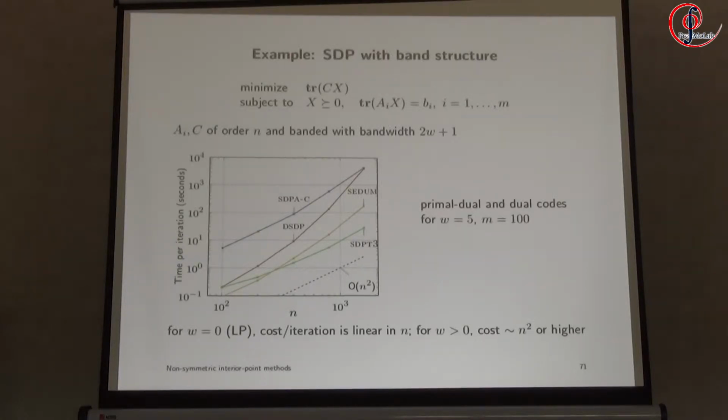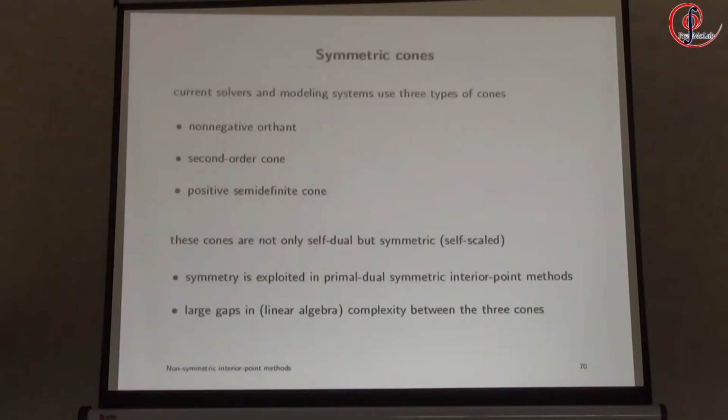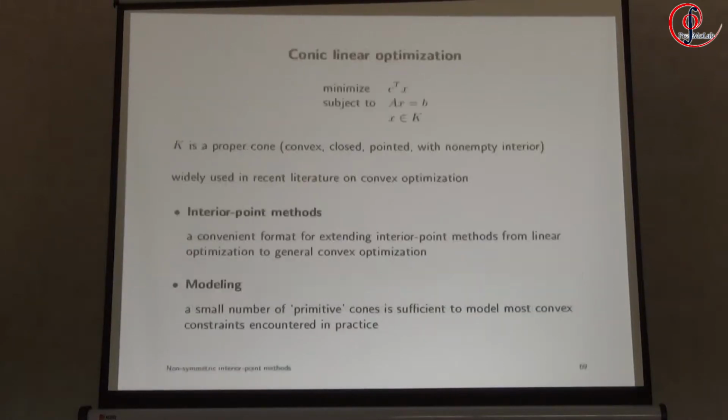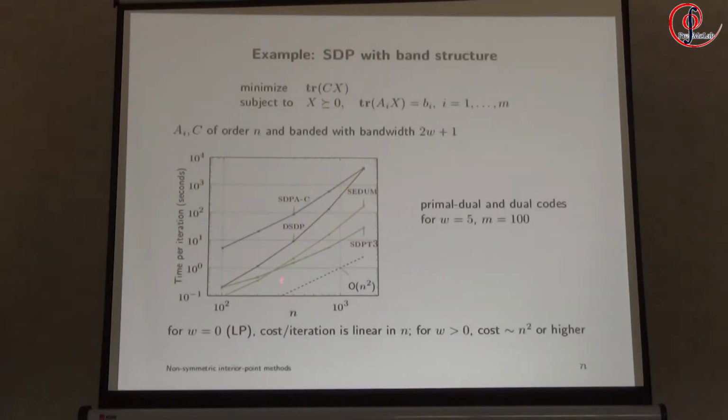Now we look at the complexity just as an experiment. This is from a paper from 2010, so some of these solvers might have improved since then, but this was an experiment that we did at that time. We fix W, in this case 5, and a fixed number of equality constraints, and we look at the complexity of solving a band SDP as a function of n.